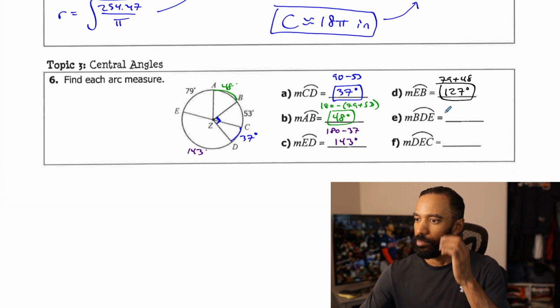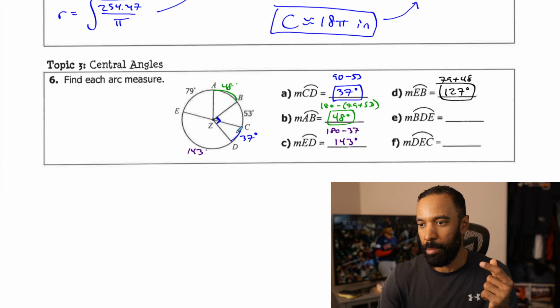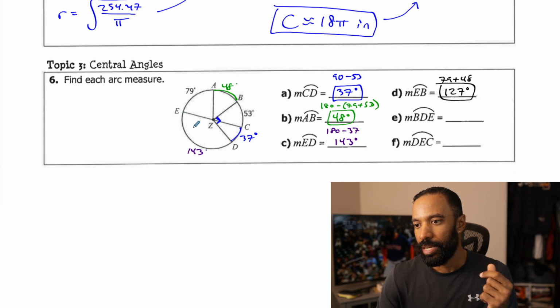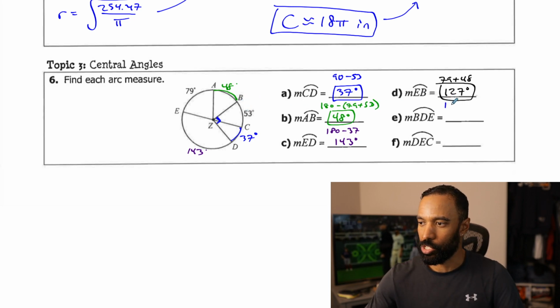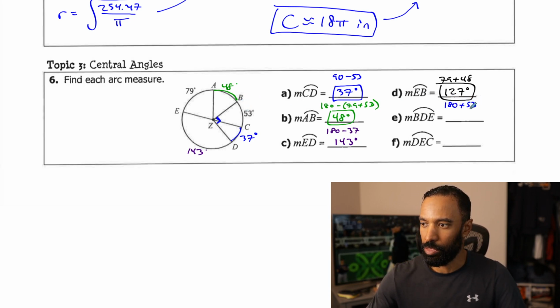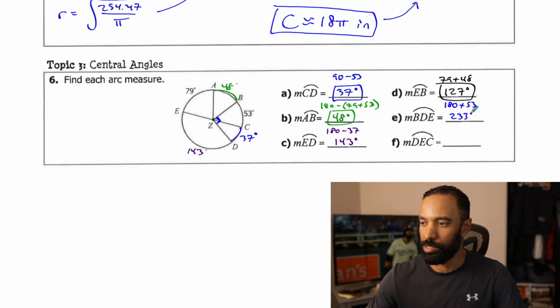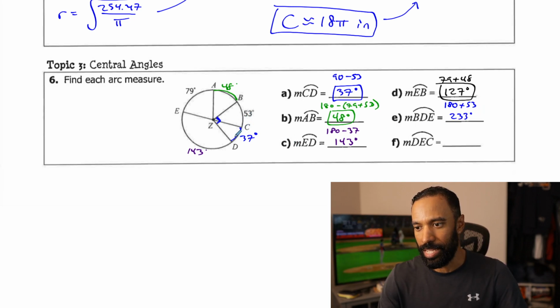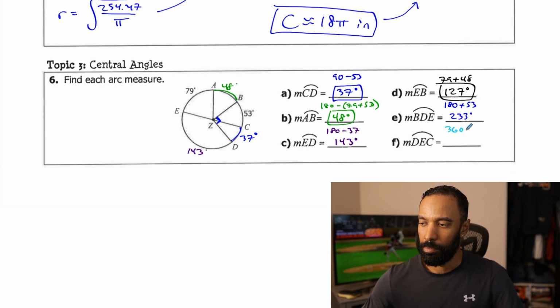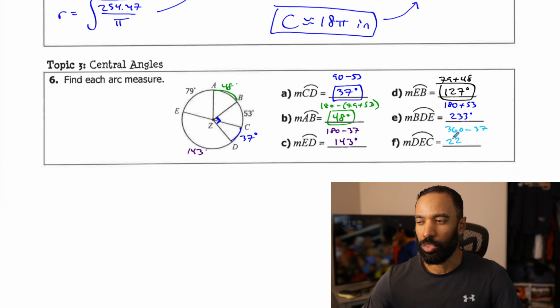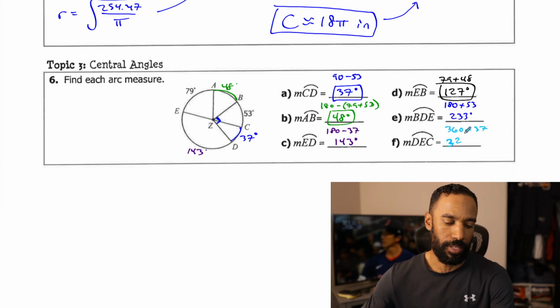From BDE, this is a BDE major arc. Now, I'm going to go in the route of the 180 plus 53. I think that's just faster for me to say. 180 plus 53 is 233 degrees. And then lastly, measure of arc DEC. DEC is everything but the 37. Everything is 360. Everything but the 37 is 360 minus that. So 360 minus 37. And that should be 323 degrees.